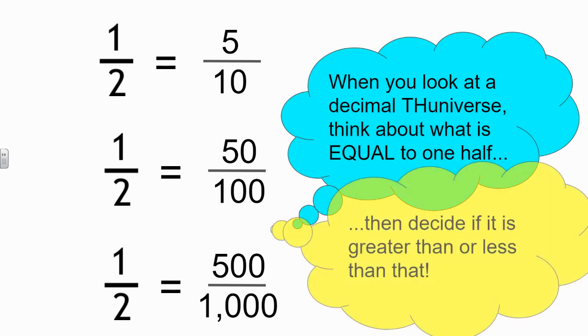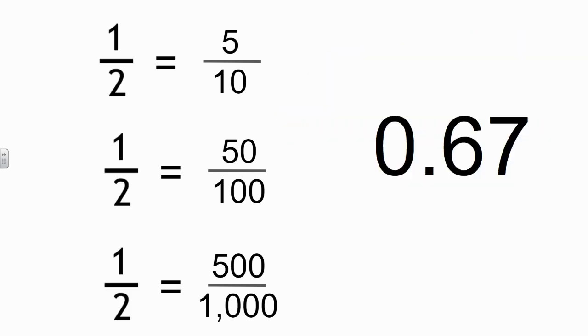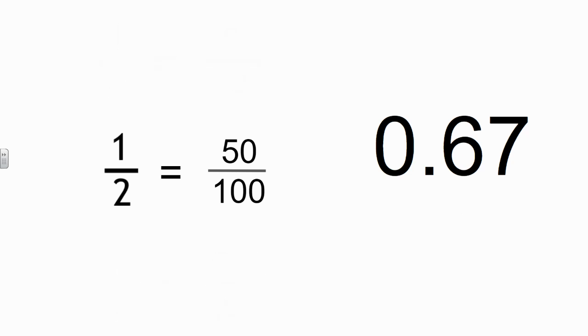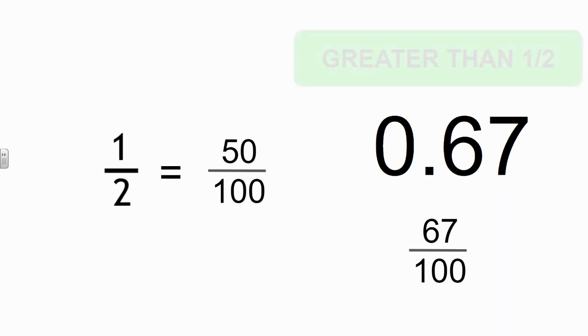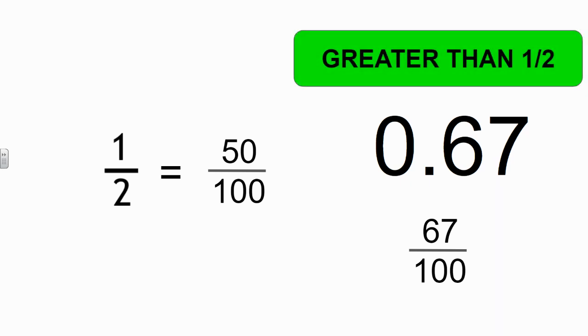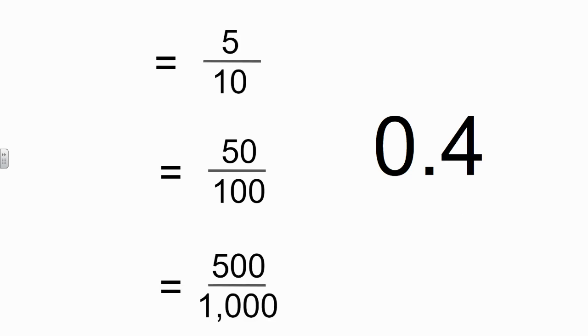So, for example, let's figure out this decimal Thuniverse. We have 67 hundredths. Well, if I only focus in on hundredths, because that's what place value we're focusing on, I know that 50 hundredths is exactly half. Another way to write 67 hundredths could be as a fraction like this, 67 hundredths. And I can very clearly see that 67 hundredths compared to 50 hundredths is absolutely greater. And that means that 67 hundredths is greater than half. Let's look at another one.